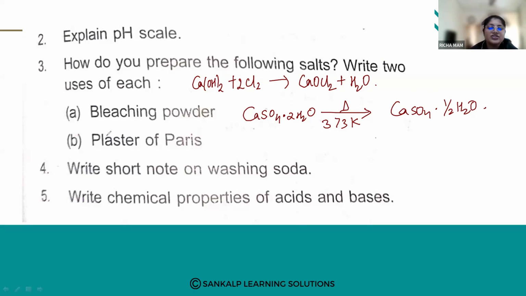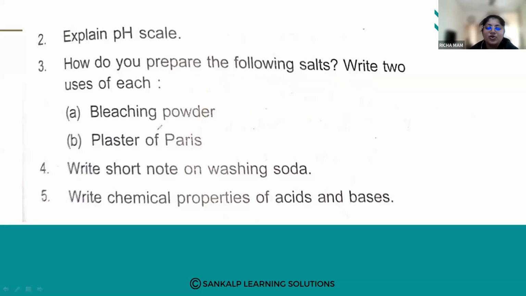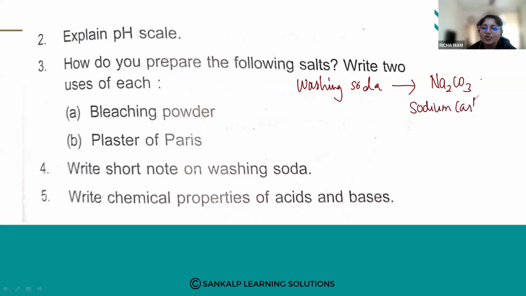Fine. Next question. Write a short note on washing soda. What is washing soda? The chemical formula for washing soda is Na2CO3, that is your sodium carbonate. Washing soda is the chemical compound with the formula Na2CO3, also called sodium carbonate, and it is a salt of carbonic acid.